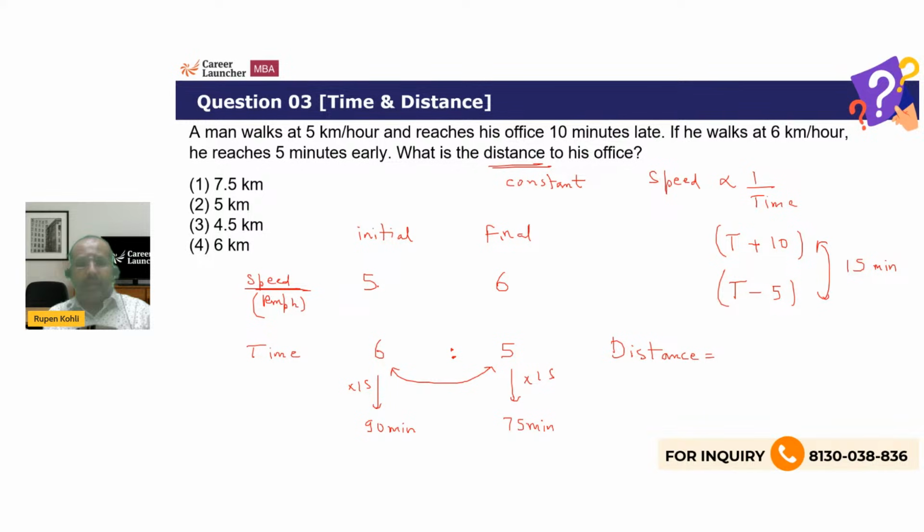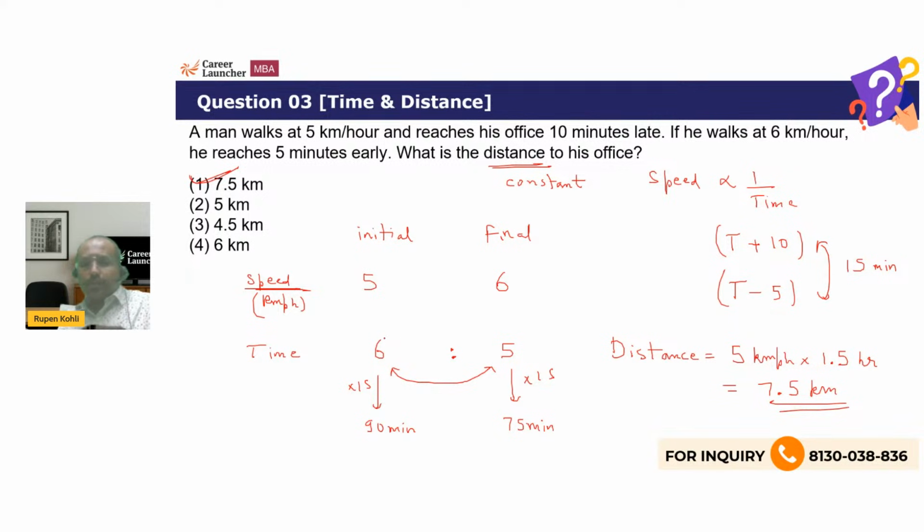Whichever way you do it, whether from initial or final, your distance is speed into time. Let's say initial speed is 5 kmph and time is 90 minutes, or simply 1.5 hours. So 5 into 1.5 is 7.5 kilometers. That is your distance. Simple as that, right?